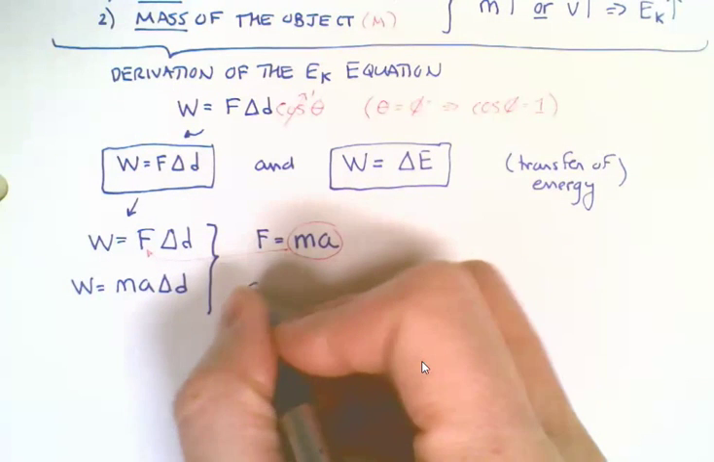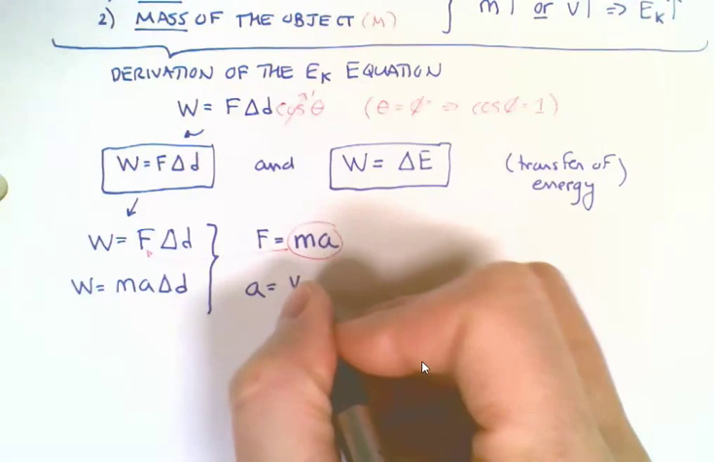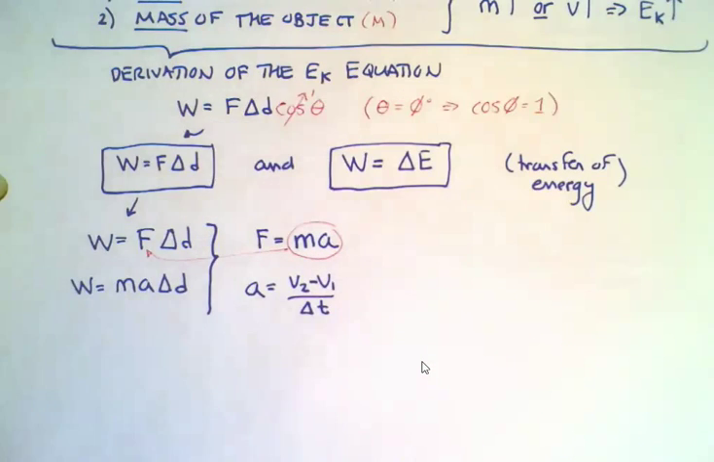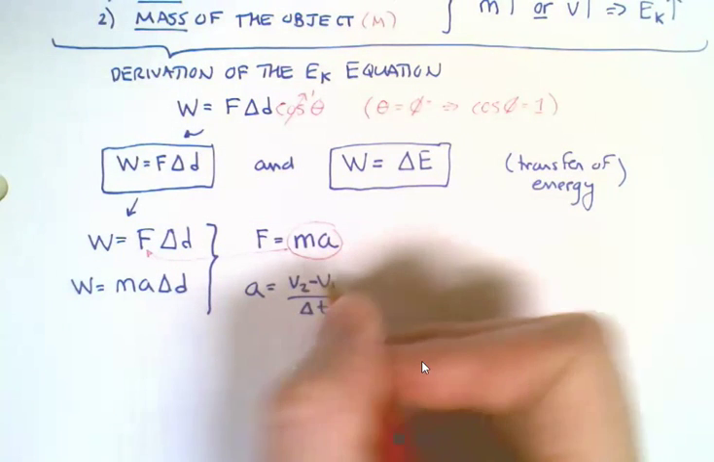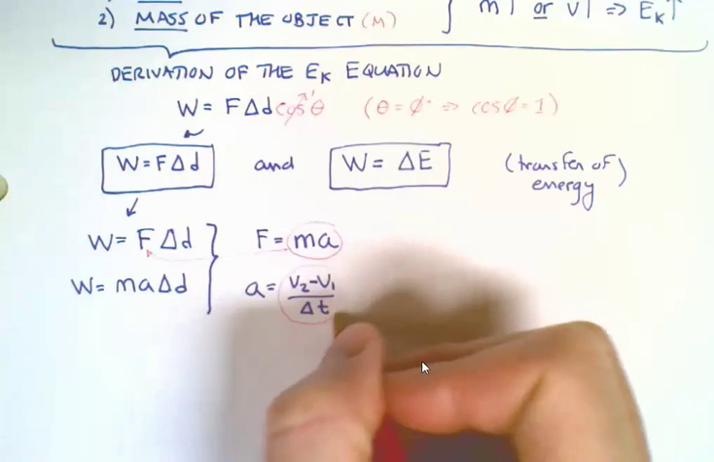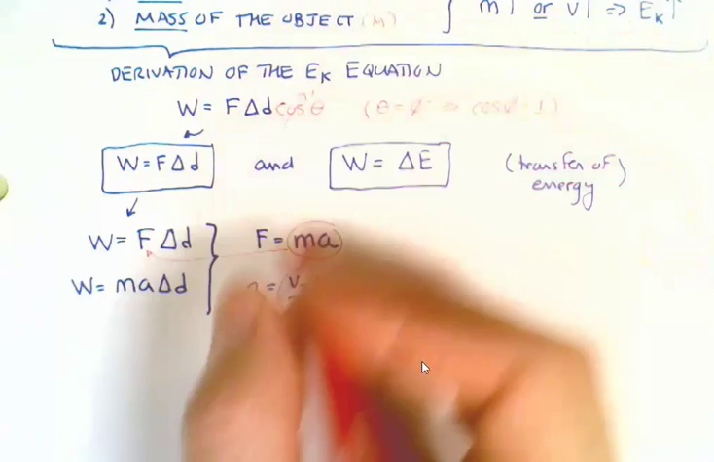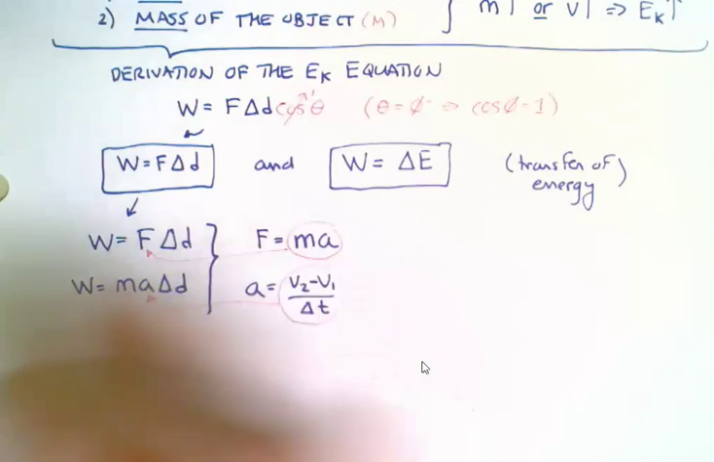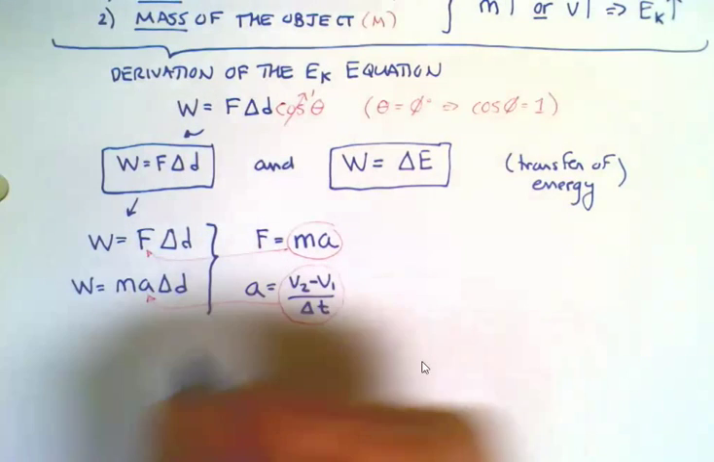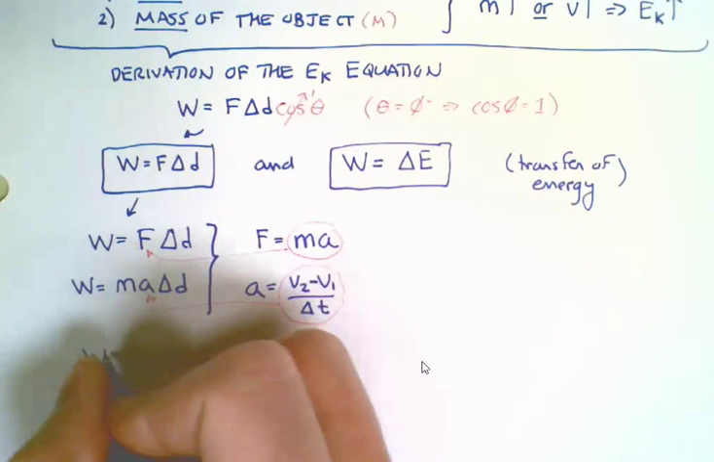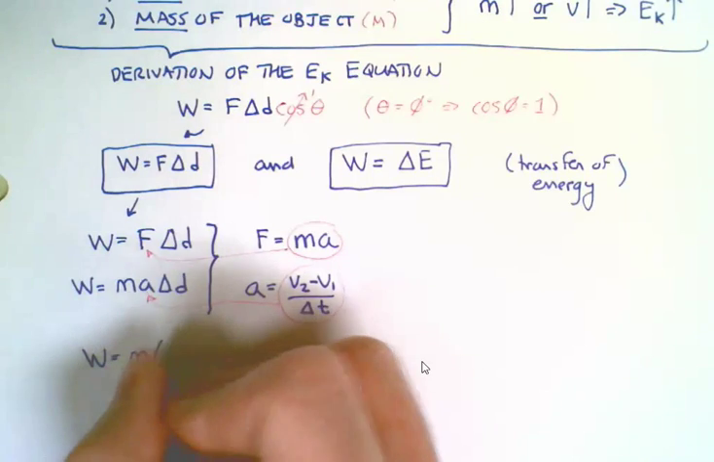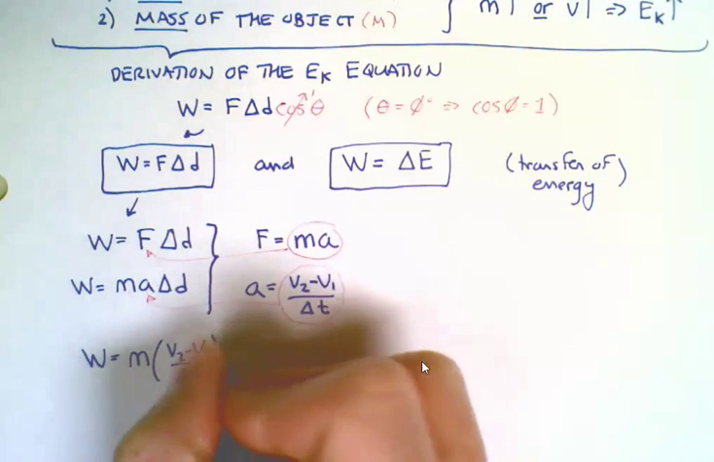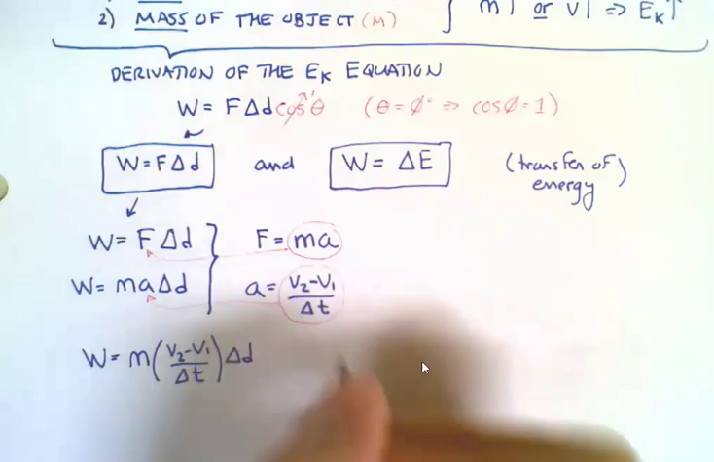We know by definition of acceleration, it's the final speed minus the initial speed divided by the time. Well, now we've got some speeds in here. So it's starting to look a little closer to a relationship with speed and mass. So I can substitute that in. And what we get, the MAD equation becomes m times (v2 minus v1) over delta t, times delta d.